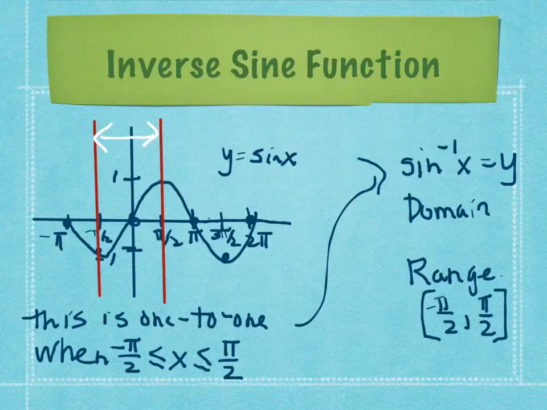Now let's go back to the domain of the original function, the picture that I've got. Between my red lines, what's my range? Negative 1 to 1, right? So my range on the original graph was negative 1 to 1. That means my domain for my inverse sine will be negative 1 to 1. It's backwards.